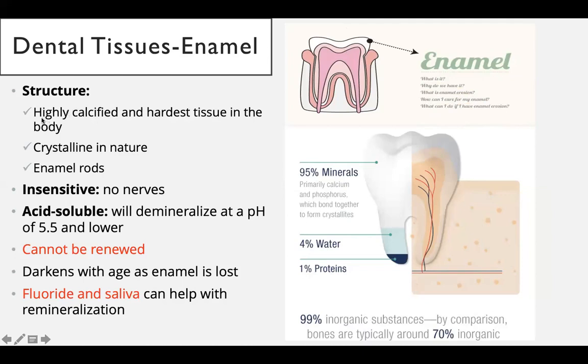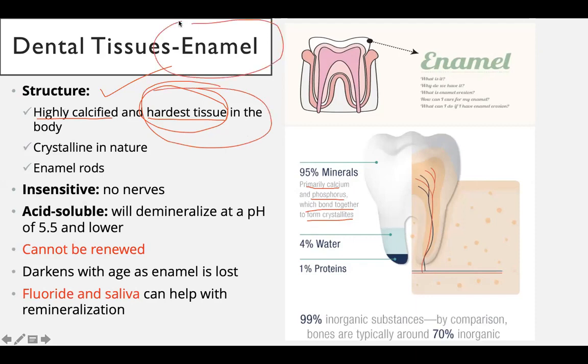So structure: highly calcified and definitely the hardest tissue. We know this part, right? Highly calcified. Calcified how? We have calcium and phosphorus, which bond together to form crystallites. Okay, we remember this part. Highly calcified, one of the hardest tissues in the body is enamel. Crystalline in nature. How crystalline? Calcium and phosphorus bond together to form crystallites. Okay. We have enamel rods. The histology part you will study in histology.